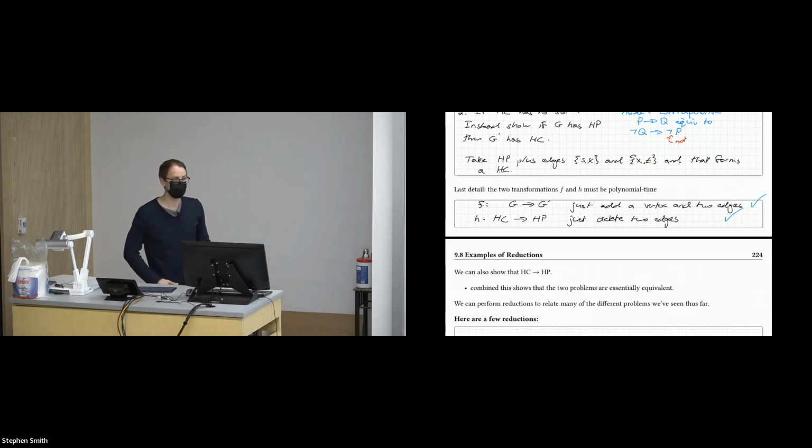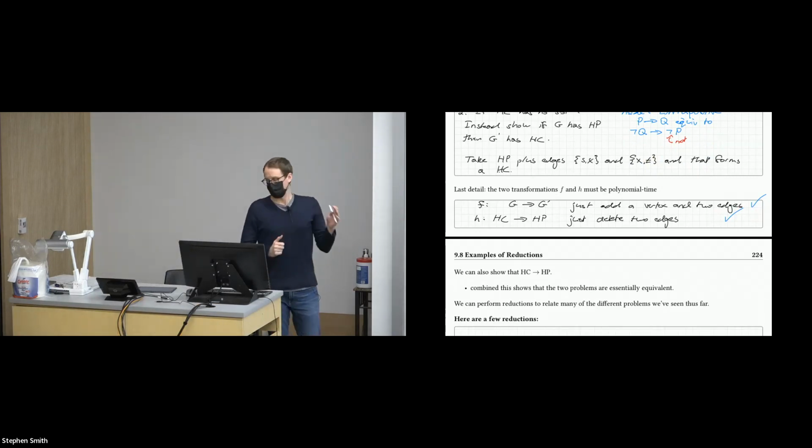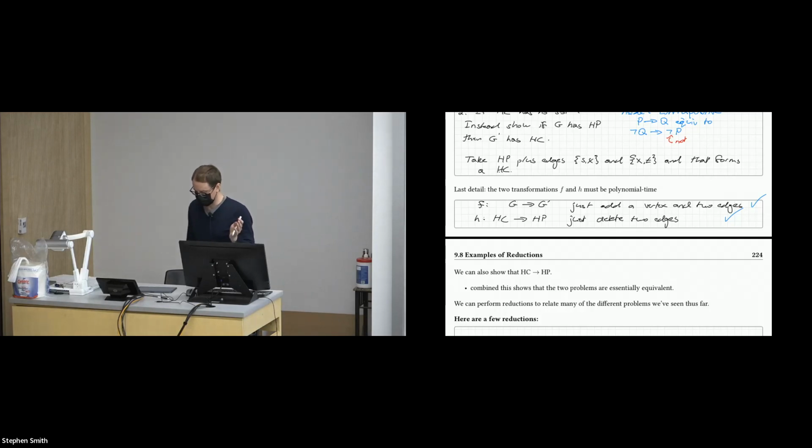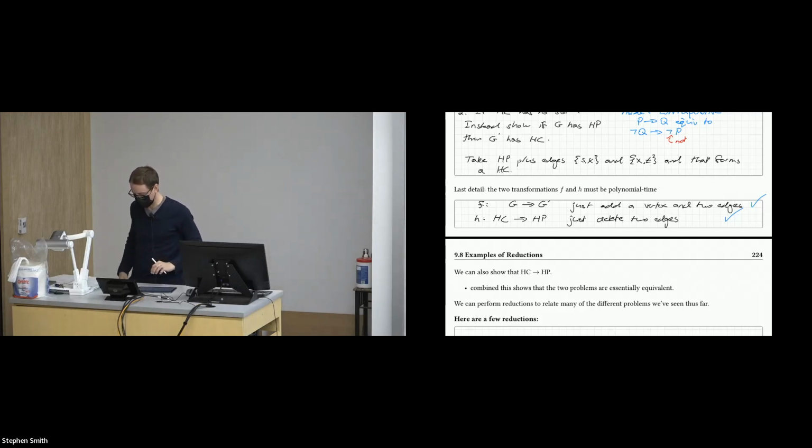Okay, so we've shown that Hamiltonian cycle reduces to Hamiltonian path. We can also show the other direction. Oh, sorry, we showed that Hamiltonian path reduces to Hamiltonian cycle, didn't we? That's the way we went. We started with Hamiltonian path and we went to Hamiltonian cycle. We can show the reverse, which is that Hamiltonian cycle reduces to Hamiltonian path.